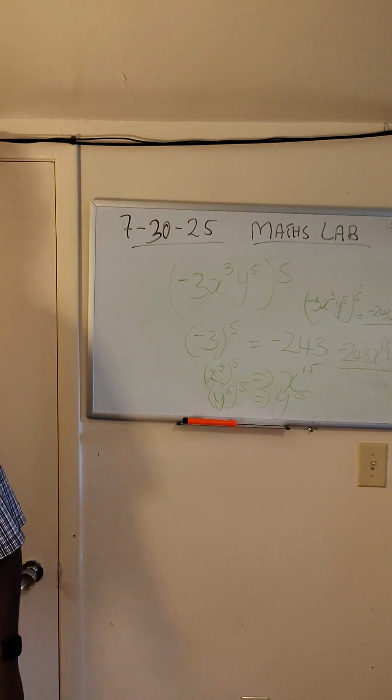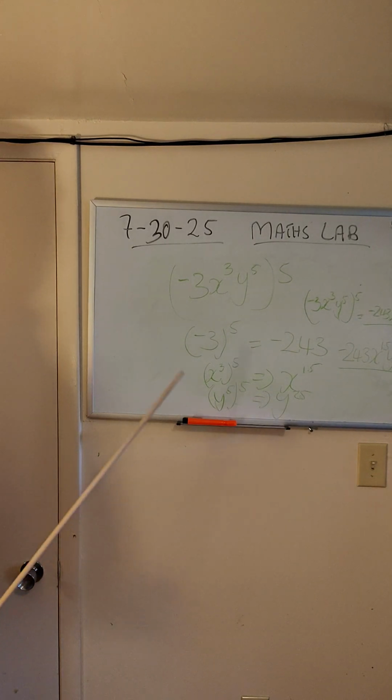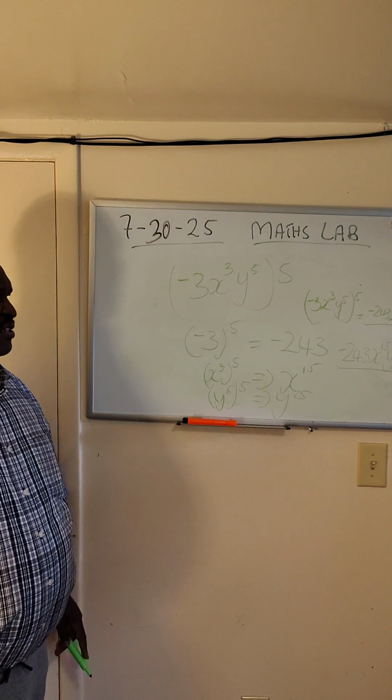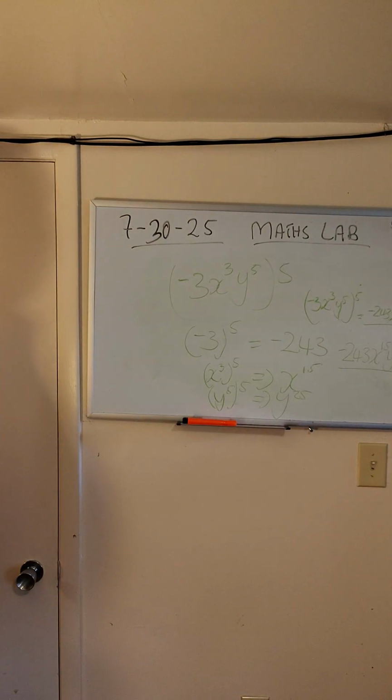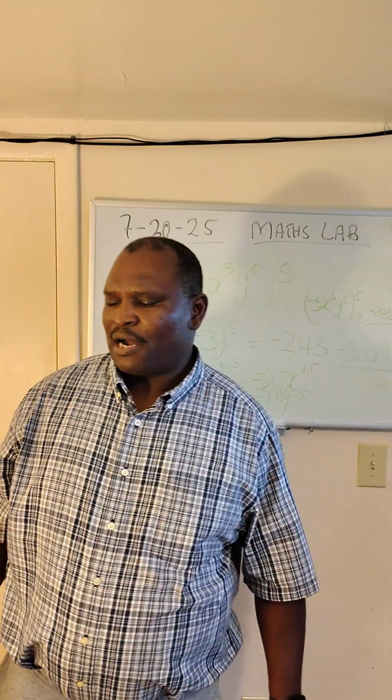So that is how we simplify given problems like that. We first deal with the real numbers, and then we deal with the variables later. And in this case, we had to use our calculator.